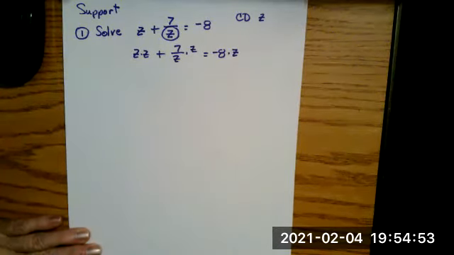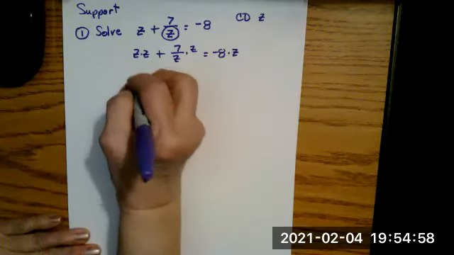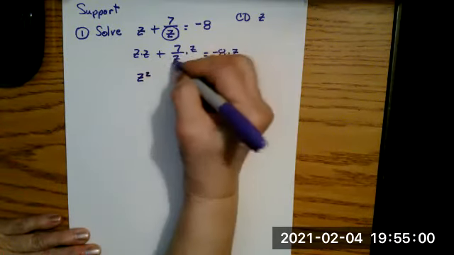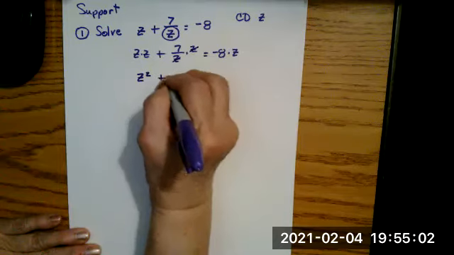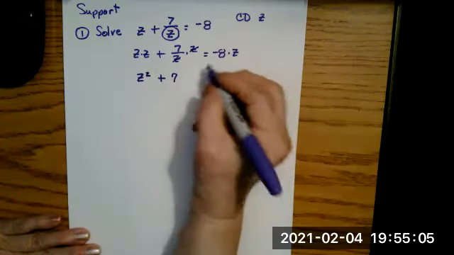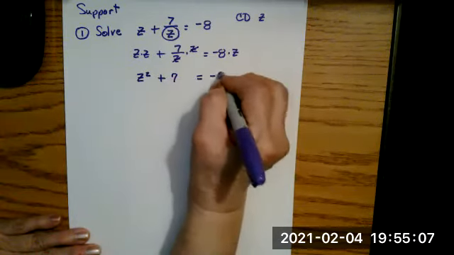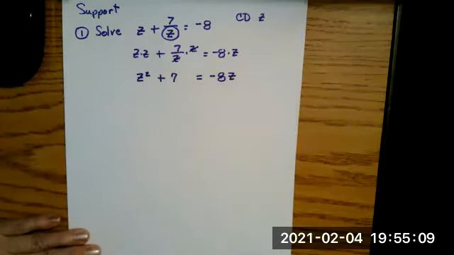This is your first problem the way it looks in your homework. Now I have z squared. These z's are going to cancel, which is what I wanted to do. I wanted to get rid of that denominator. And I have an 8z over here.